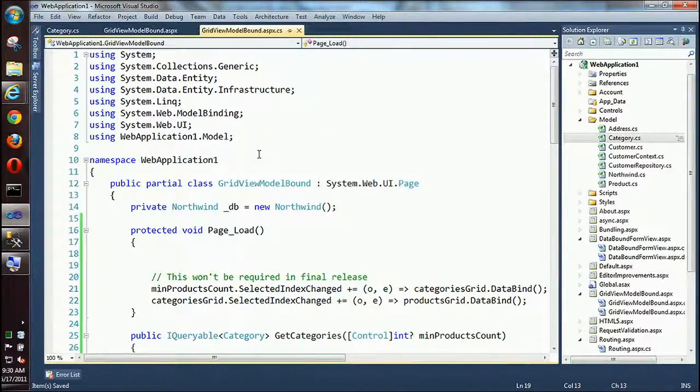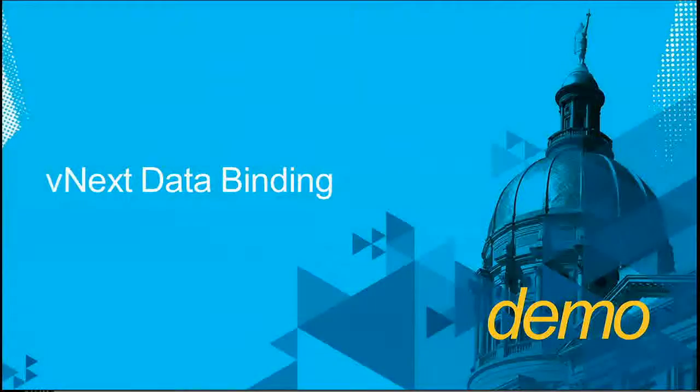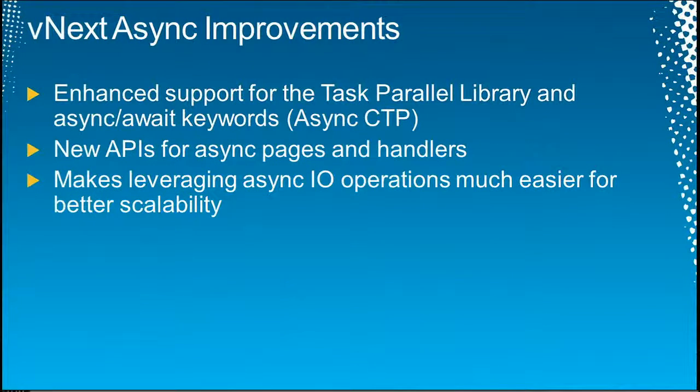Okay, so let's move in and have a look at some of the other stuff that we've been working on. Async. Who's used the async CTP that was released? Only a couple of hands. So async is a very, very big focus for this next version of .NET that we're working on right now.